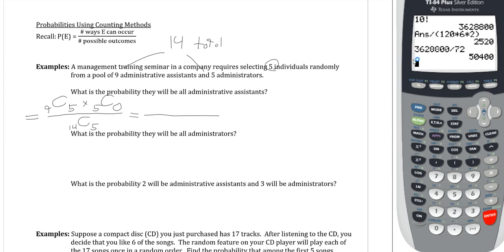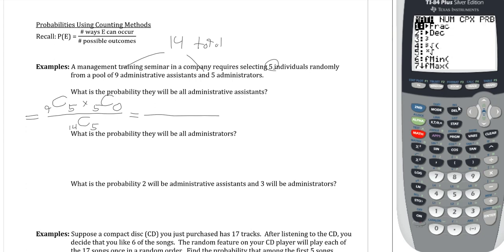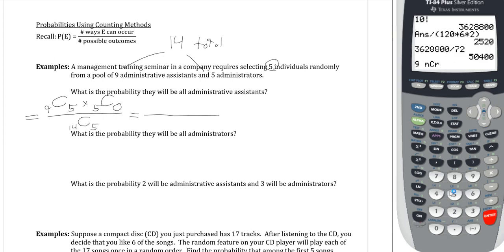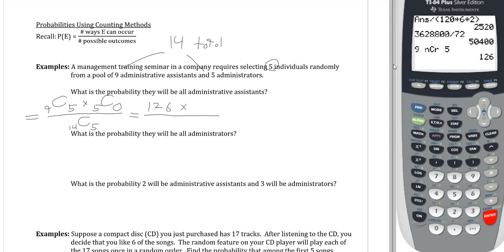Alright, so we can solve for each of these. So we could do 9, math, probability, NCR. We could do 9 choose 5. And what we get is 126. If you do 5 choose 0 in your calculator, you will get an answer of 1. It's basically asking how many ways can you choose nobody, which is only one way.